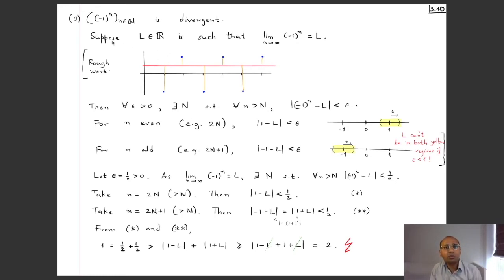So if we suppose that the sequence is convergent with limit L, then what we know is that for every epsilon positive there exists a capital N such that for all the indices beyond this capital N, the distance of the nth term to L is smaller than epsilon. Now one of the two distances is going to be too large. Let's see what happens when n is even. If I take a little n which is bigger than capital N but even, for example 2 times capital N, then the term is equal to +1. So you have that mod of 1 minus L is less than epsilon. What does that mean?